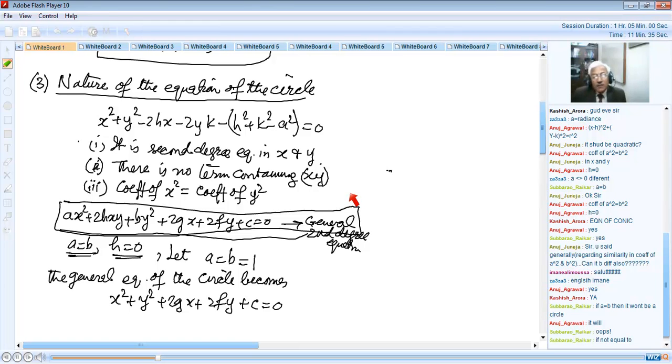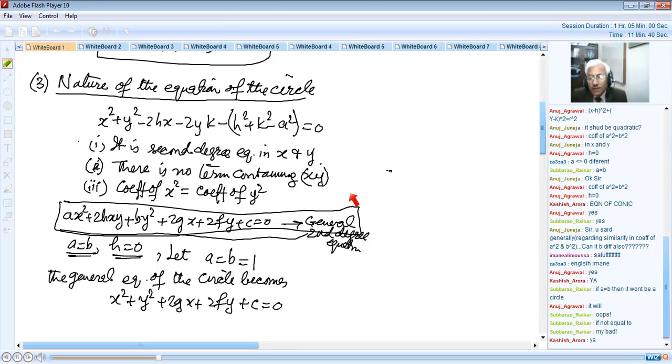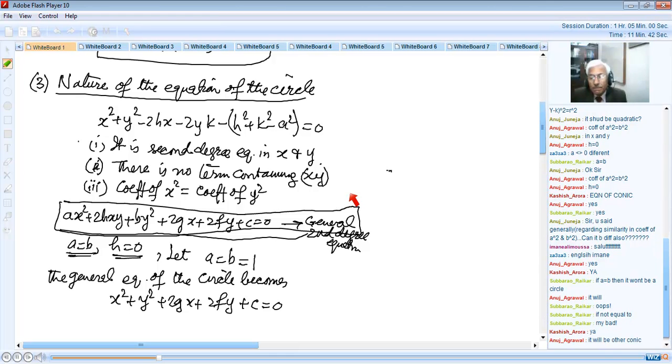If not equal, then it will not represent a circle. It may represent a parabola. It will be either a conic, a parabola, ellipse or hyperbola, or it may represent a pair of lines as well.